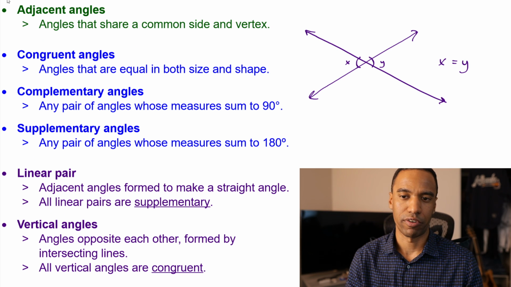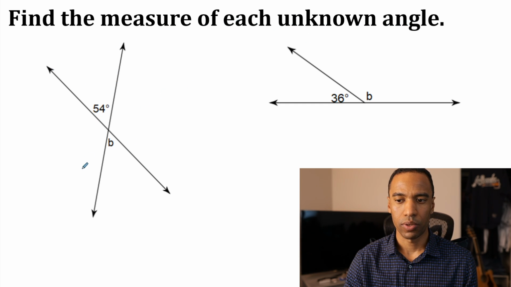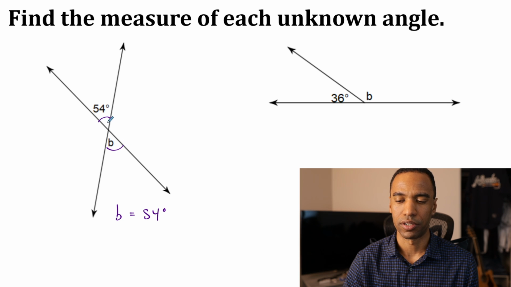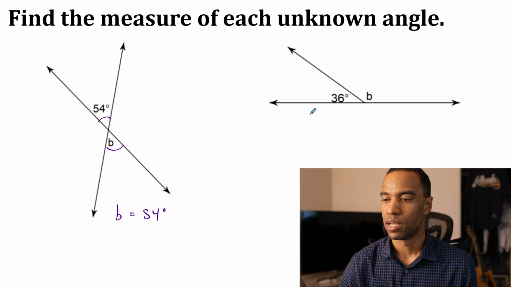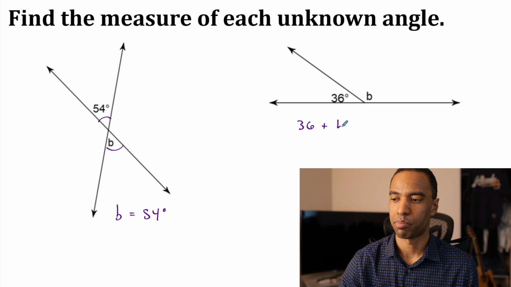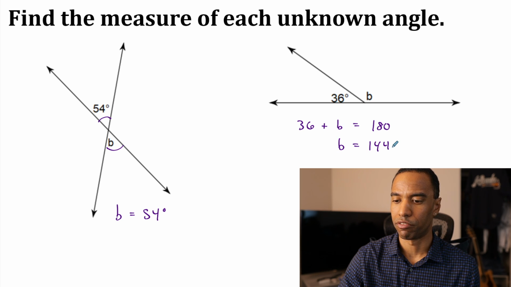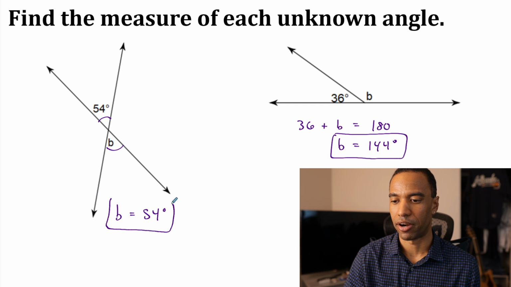So let's look at examples, guys, just to keep moving along. Let's look at examples of linear pairs and vertical angles in this next set. Let's find the measure of each unknown angle. Right here, two lines are formed. These angles are opposite each other. That B measure is 54 degrees because all vertical angles are congruent to each other. Here's an example of a linear pair, and this is 36 degrees. These are not congruent, but they are supplementary. So I'm going to say that 36 plus B, the unknown, equals 180. If I subtract 36 from both sides, I get B equals 144 degrees, because in a linear pair, angles are supplementary.